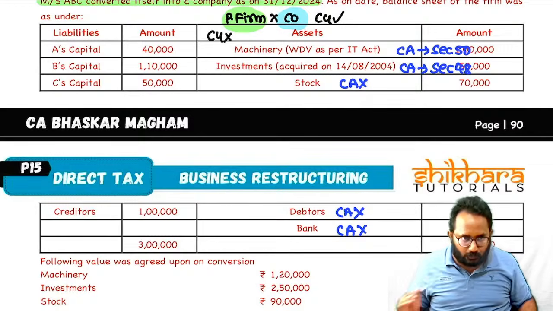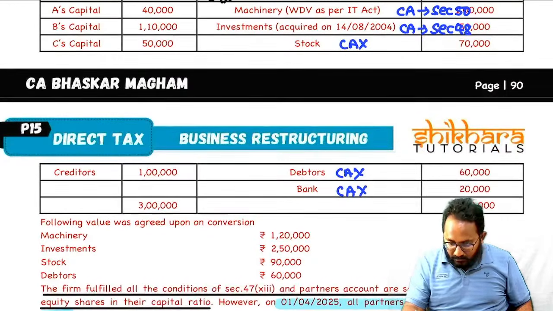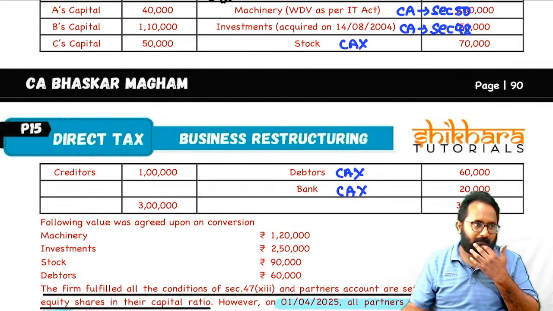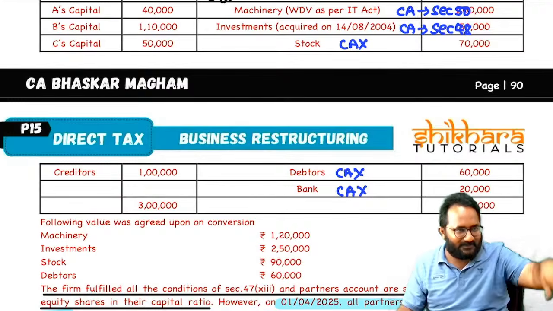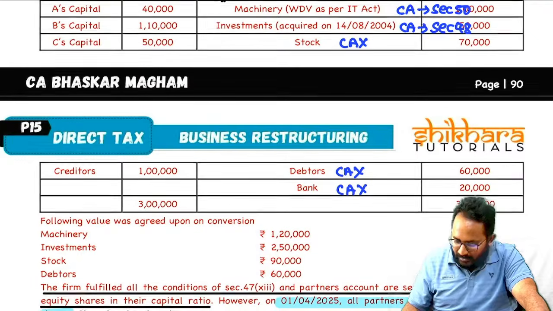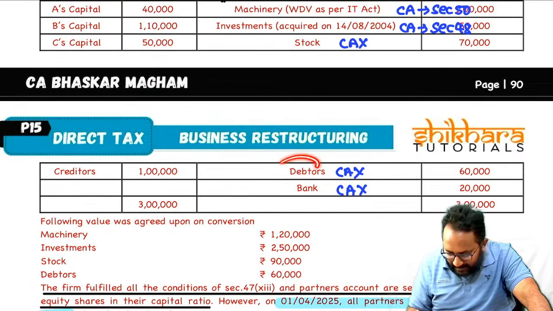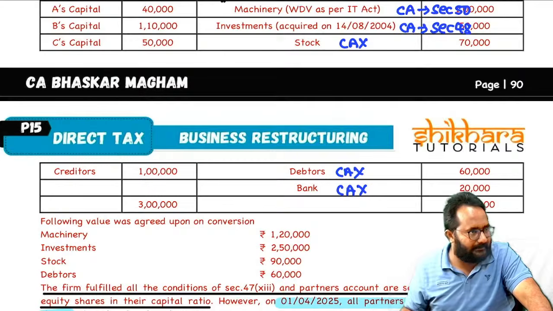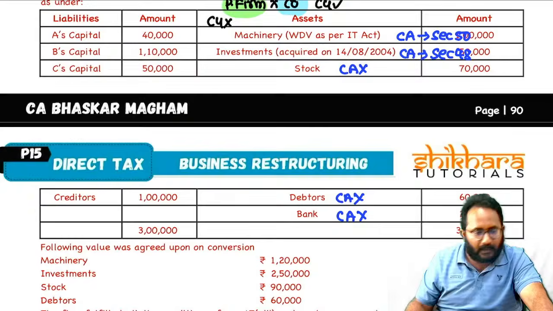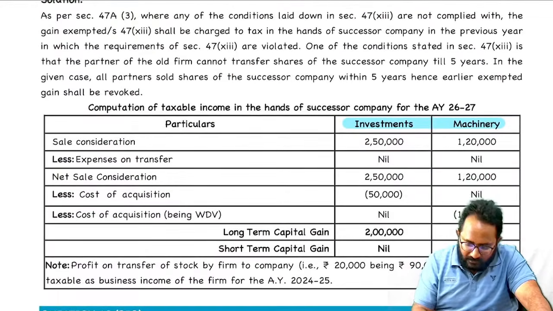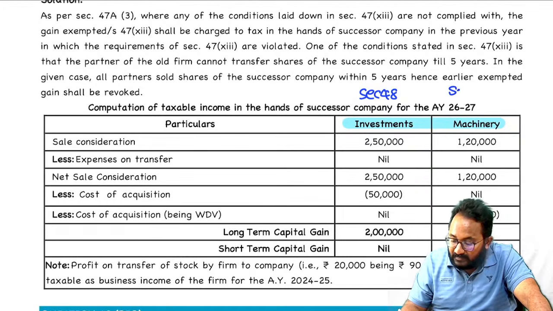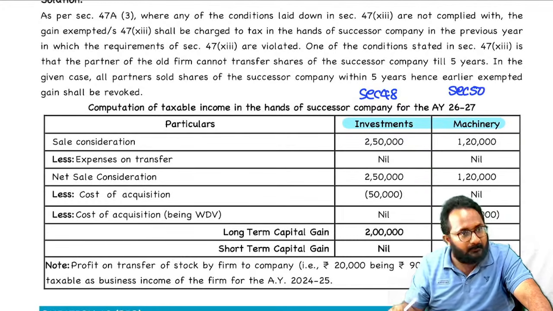Many are asking this question to me also. Sir, you have not calculated capital gain on stock. Okay, go and sit in foundation again. Start from the beginning. Okay, next, debtors and bank are not capital assets. If you have a doubt regarding this, that is okay. Sir, why have we followed different sections? Because investments are non-depreciable, section 48, and machinery is depreciable, section 50.